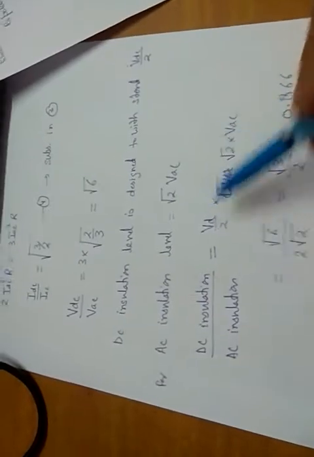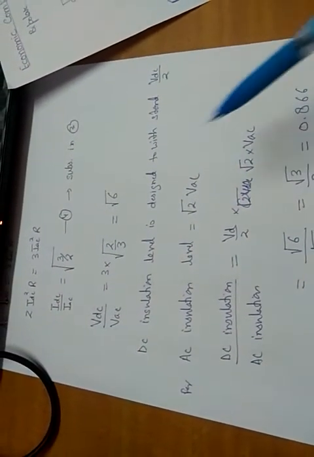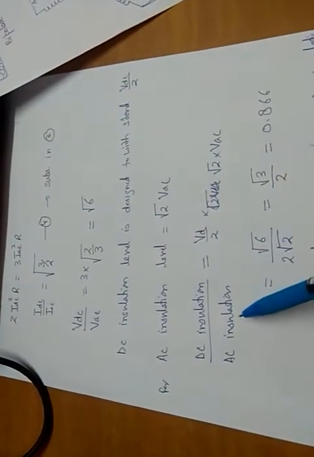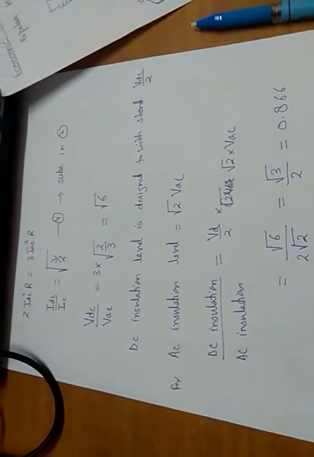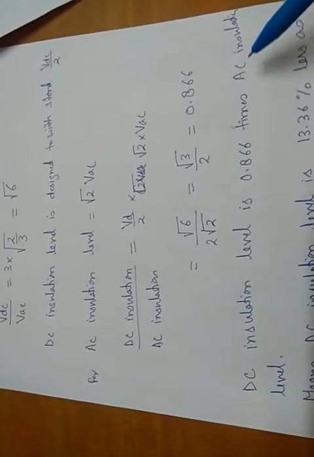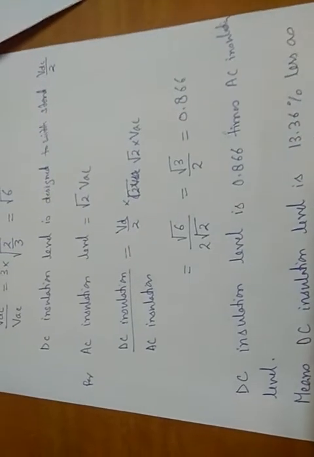It will be V_DC by 2 divided by root 2 V_AC. We also know V_DC by V_AC we calculated is root 6. Substitute it here. We will get DC insulation by AC insulation level is equal to 0.866. Means the DC insulation level is 0.866 times the AC insulation level. Means the DC insulation level is lower as compared to the AC insulation level.